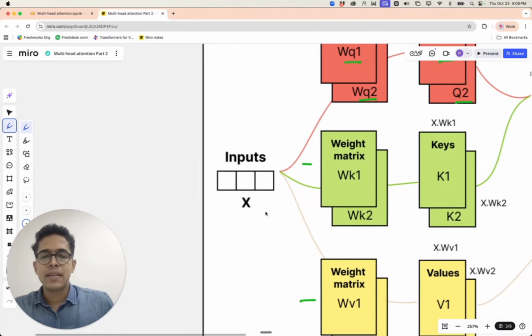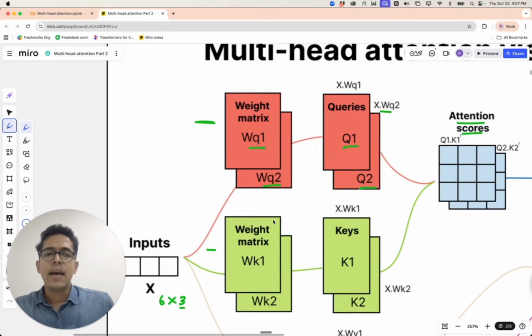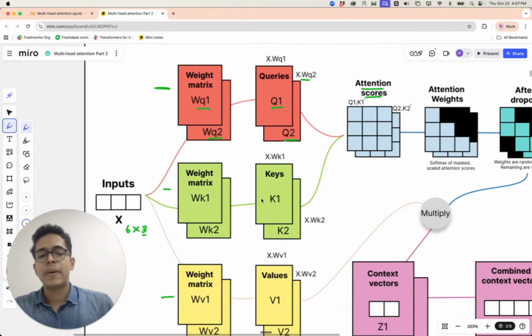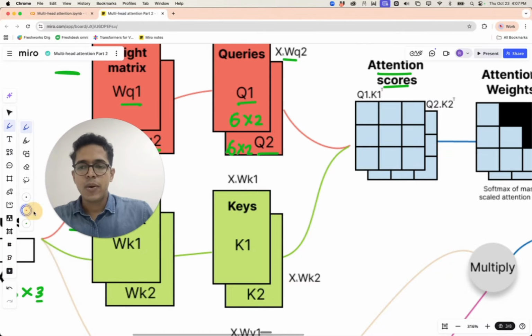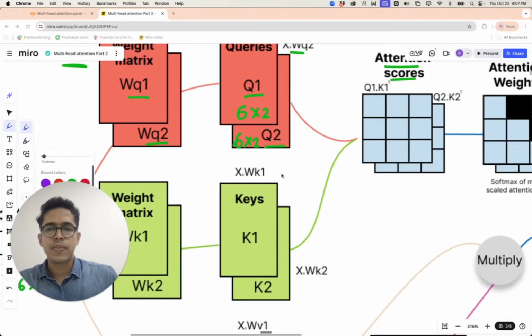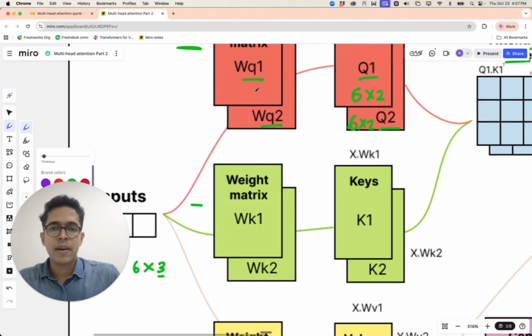Now, what if X is a 6x3 matrix? This means there are 6 tokens and each token has 3 dimensions. Let's say the query, key, value space has a dimensionality of 2, which means the dimensionality of a single token is 2. So I should have 6 tokens, and each token should have 2 dimensions. Here also I should have 6 tokens, each with 2 dimensions, correct? The same applies for values and keys also. So how do you convert a 6x3 matrix into a 6x2 matrix? You simply multiply with a 3x2 matrix.